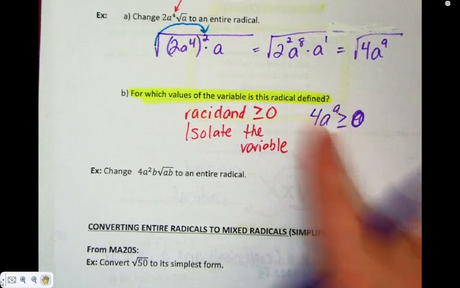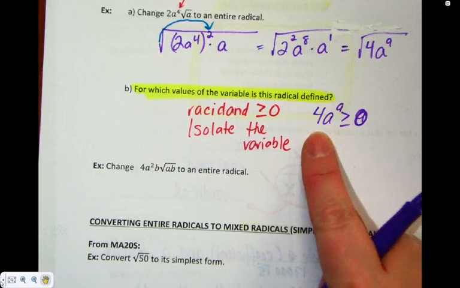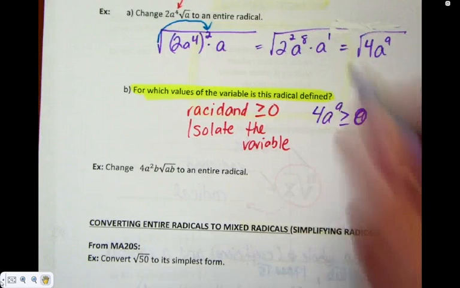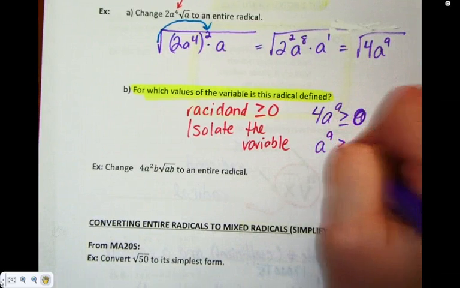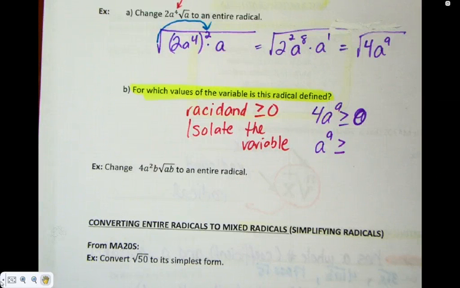And so this just becomes a little equation. How do I get rid of a coefficient of 4? What's the opposite of timesing something by 4? Dividing by 4. So if I divide by 4, I'm going to end up with my a to the 9. I'm still going to have the greater than or equal to sign. What's 0 divided by 4?